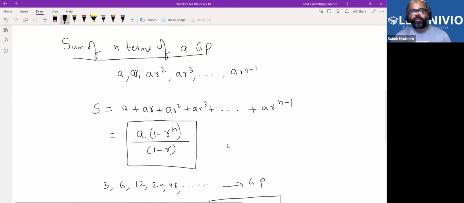So start writing from here. This you can even write like this, Sn. That means sum of n terms.